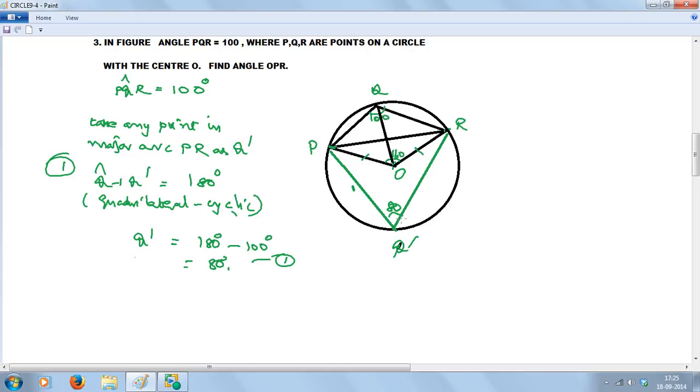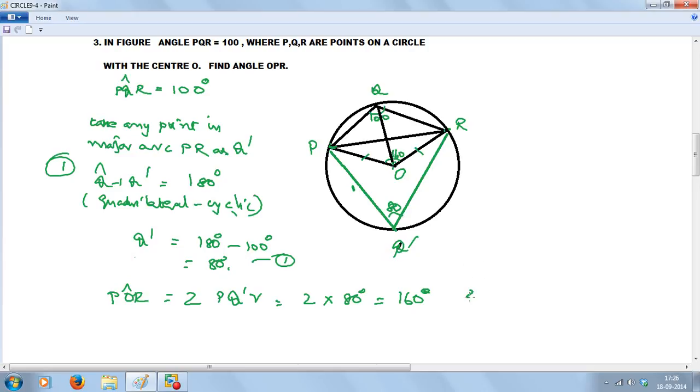If the angle PQ dash R is 80, angle POR is 160. The angle subtended by arc PR at the center is double the angle subtended at any other point. So we apply the theorem: angle POR is equal to 2 times angle PQ dash R, equal to 2 multiplied by 80 degrees, equal to 160 degrees. So this also we have now found.